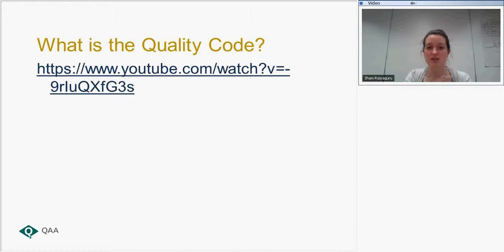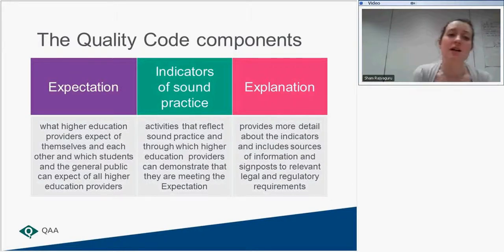So when we look further into the Quality Code, the video did outline how it works, but what's useful to know is that each chapter has an expectation in it, and that's what your institution or higher education provider is expected to meet when they are reviewed. So that's what they're reviewed against. The indicators of sound practice are a little bit like good practice guides.